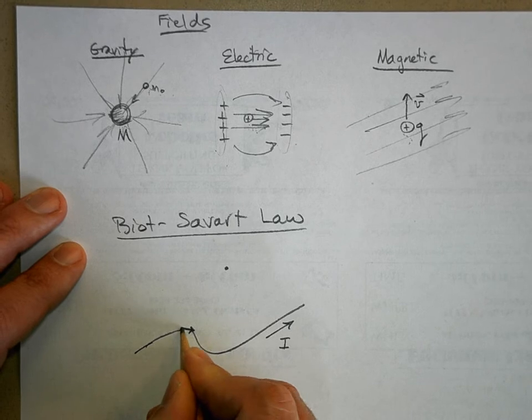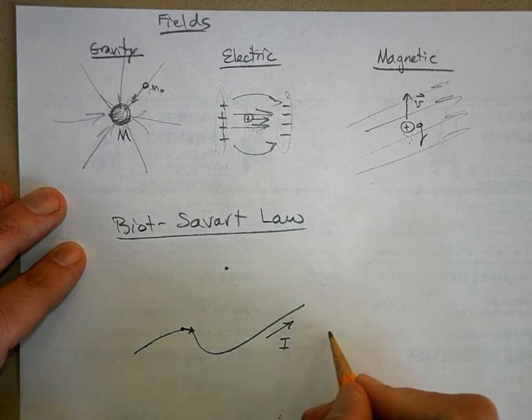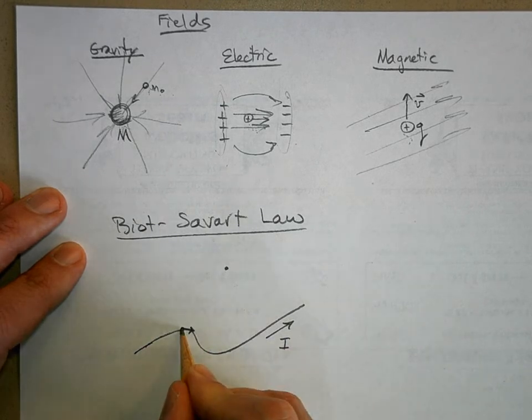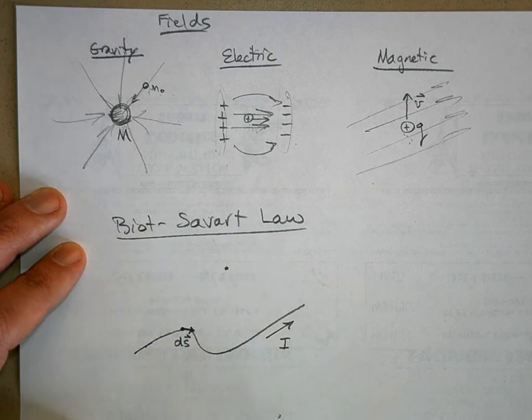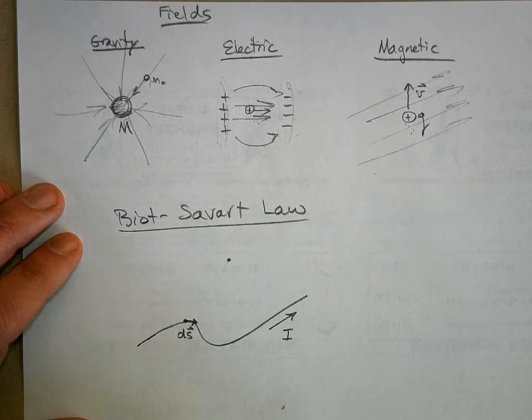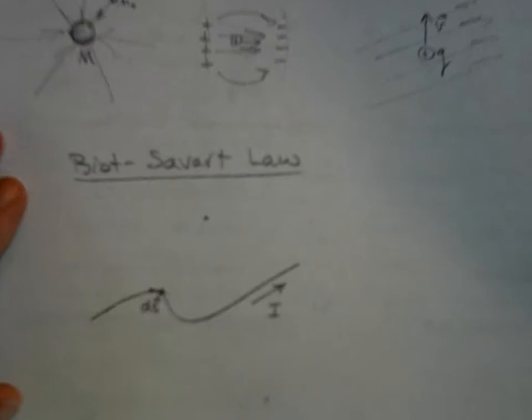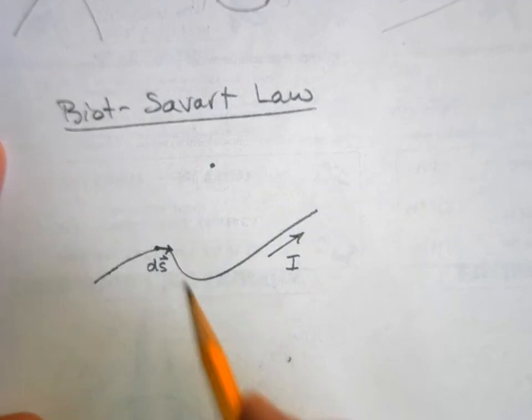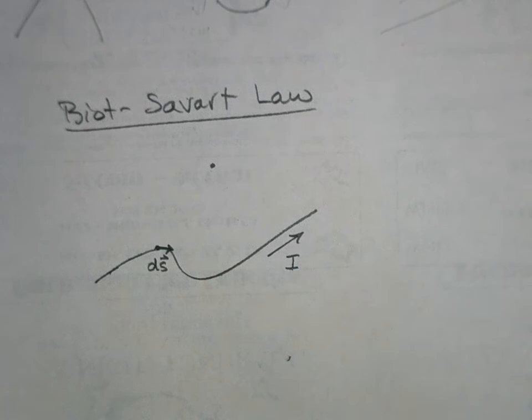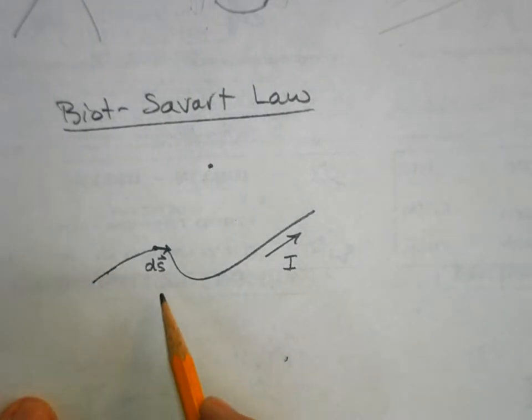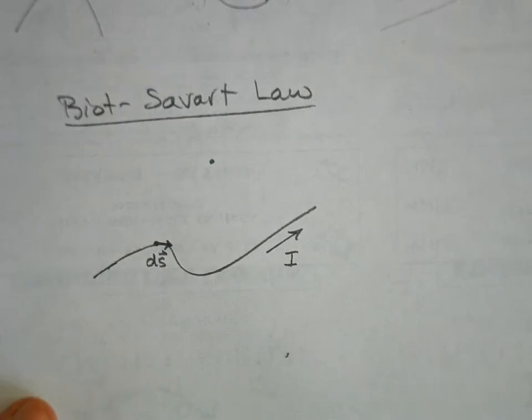So here's my current I flowing through here, and here's a charge that's moving, and it moves through a little tiny displacement, ds. So what does ds represent? ds represents the displacement of charge, how much it moved. Now it's going to take time to do that, but it doesn't include the time. It's just a little displacement, an infinitesimal displacement.